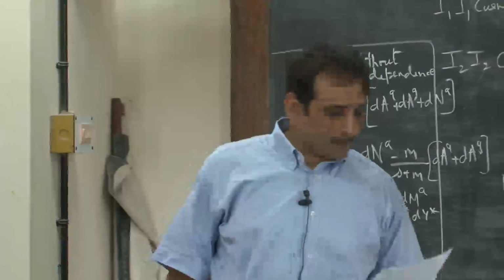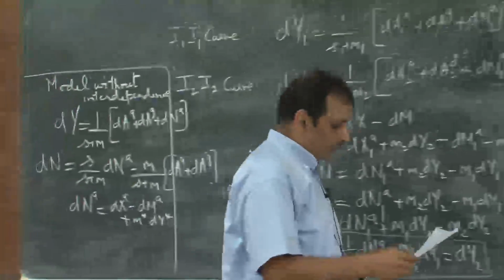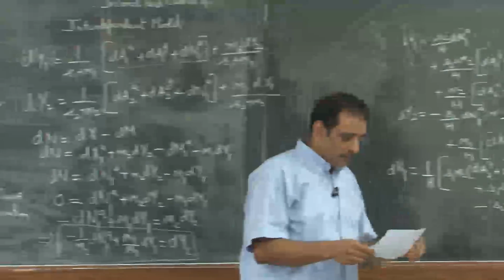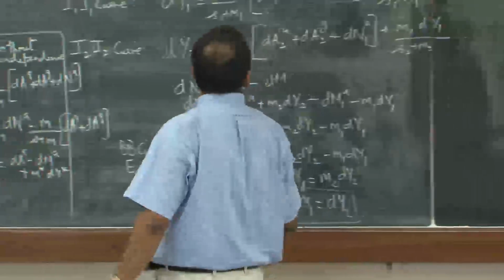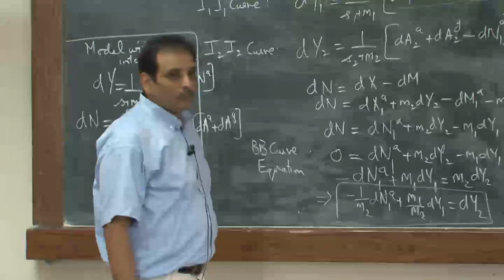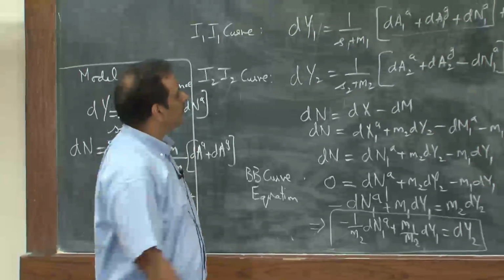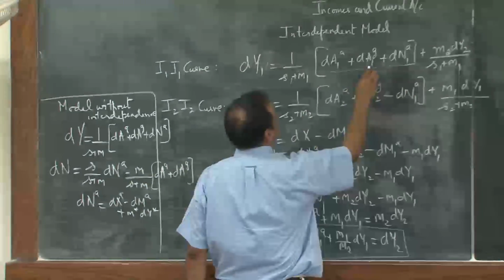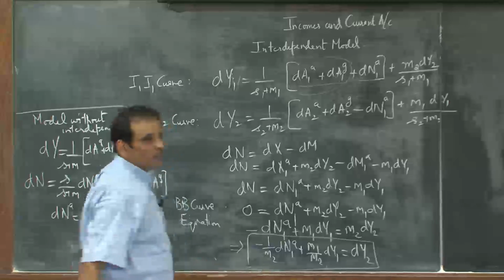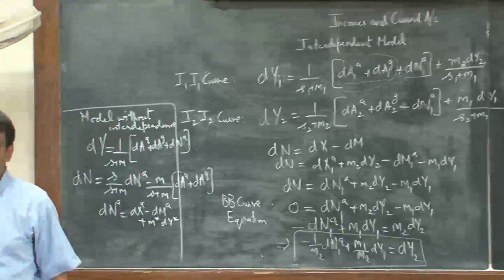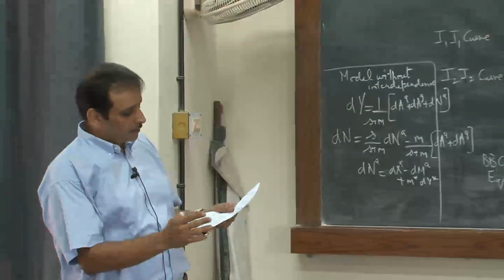So let us see and analyze at least two cases. One is an autonomous increase in US expenditures in a two-country world. So again, you can easily see that if dA1A or dA1G changes, it increases, it tends to have an impact on the I1 curve. The I1 curve shifts to the right.